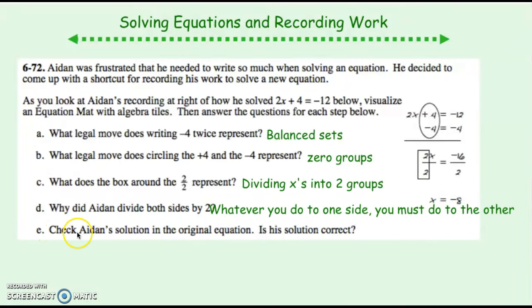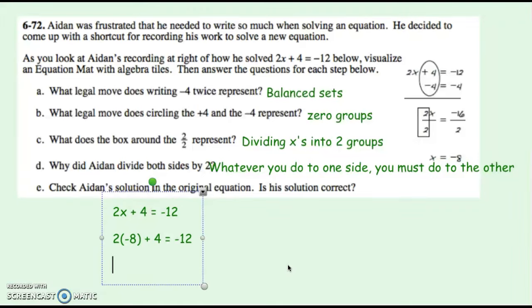E says check Adrian's solution in the original equation. Is his solution correct? So this is going back to checking our work. So our original equation is 2x plus 4 equals negative 12. And now he's saying that x is equal to negative 8. So I'm going to replace x with negative 8. If at any point you need to pause so that you can write all this down, you feel free to.